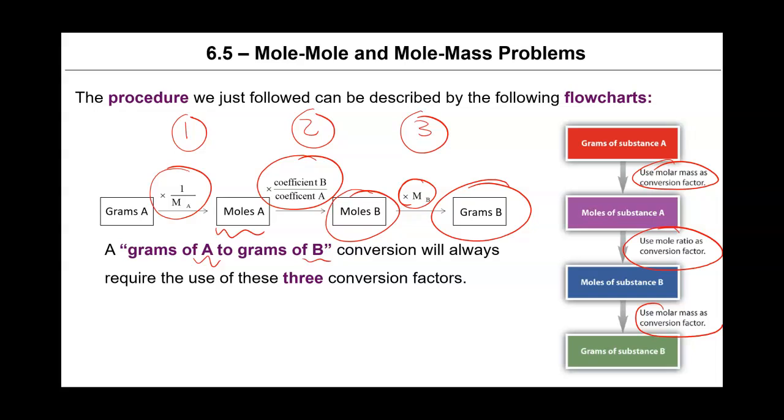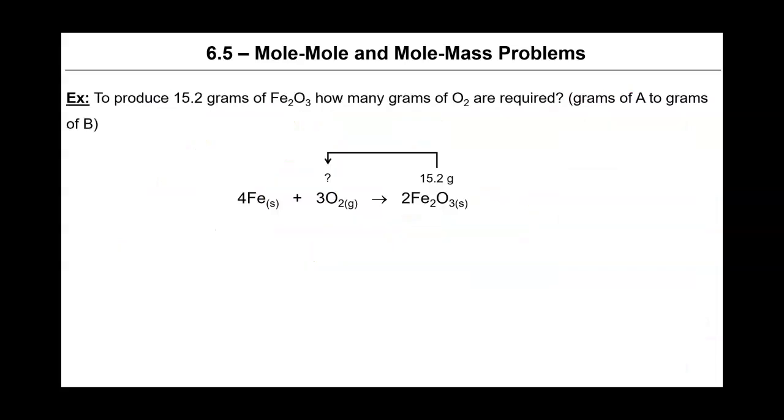Once you realize that, they become somewhat simple. So here's another example, but in this case, we're going from the amount of product to the amount of reactant that would be needed to produce that product. It says, to produce 15.2 grams of Fe2O3, how many grams of O2 are required? And again, we immediately recognize this as being a grams of A to a grams of B problem. In this case, the Fe2O3 will be our A, the thing we know the grams of, and O2 will be our B, the thing that we would like to know the grams of.